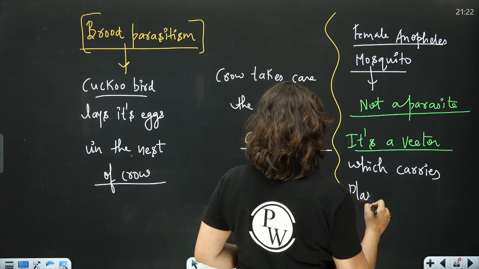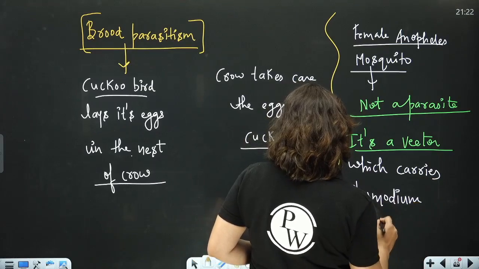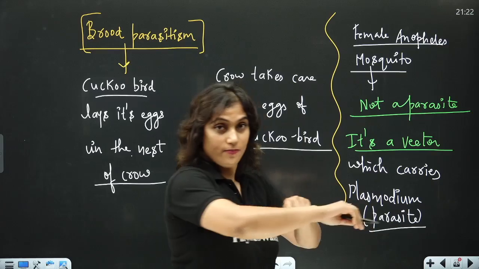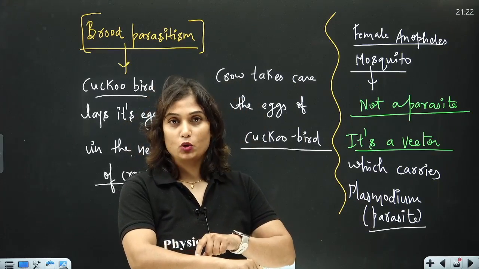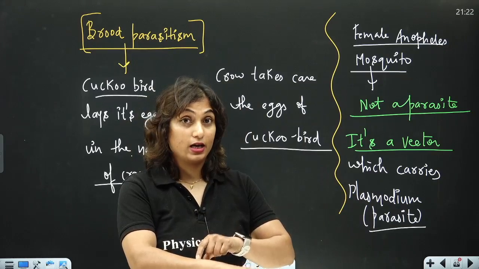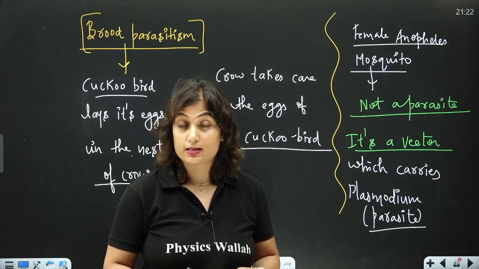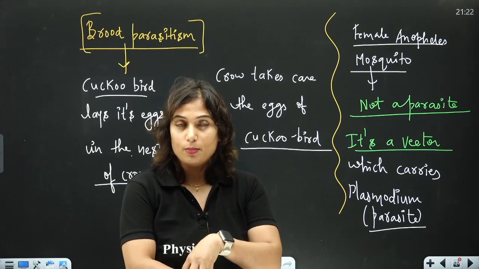Actually, this Plasmodium is the parasite. So when a mosquito bites us, it injects the Plasmodium into our blood, and that Plasmodium is the parasite which causes malaria. So remember, the female Anopheles mosquito is not a parasite. It's a vector which carries the parasite Plasmodium, which is injected into our blood and causes malaria.